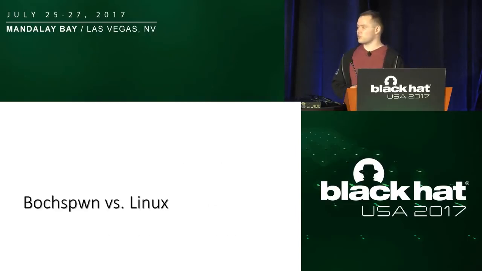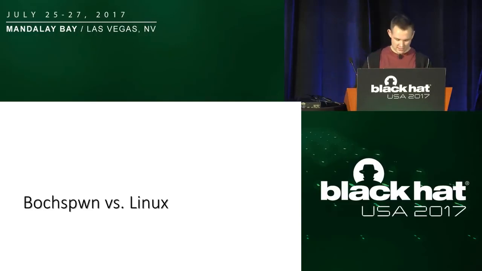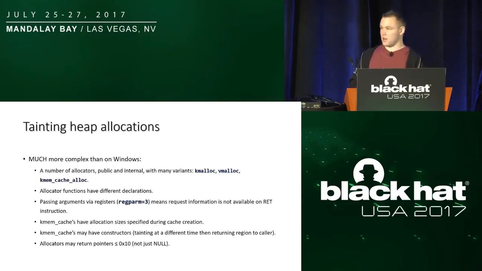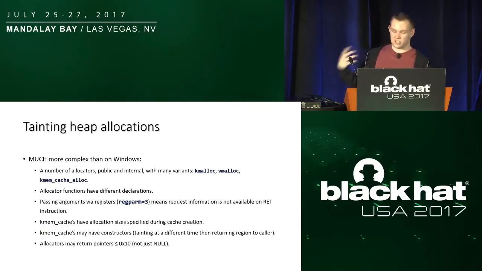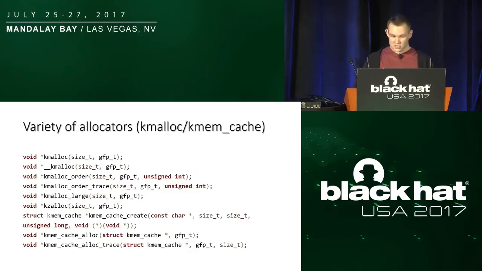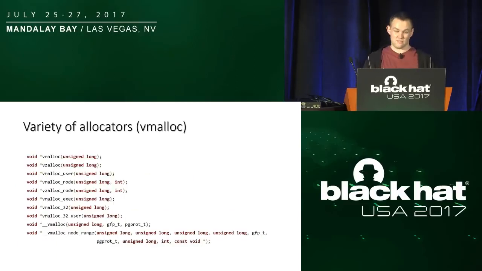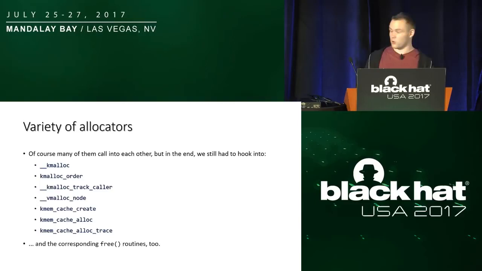Now, I also wanted to talk about running Bochspwn against Linux, but I guess I don't have too much time anymore. So I will just quickly say that the tainting of heap allocations is much more difficult on Linux because the allocators themselves are plenty. It's not just a single function, but we have a couple of families such as kmalloc, vmalloc, kmem_cache_alloc, and stuff like that. All of them work in different ways. So we have a lot of these functions for kmalloc, a lot of these functions in vmalloc. We have to hook into most of them in order to be able to catch all of the allocations. In my case, it was 7 of them.